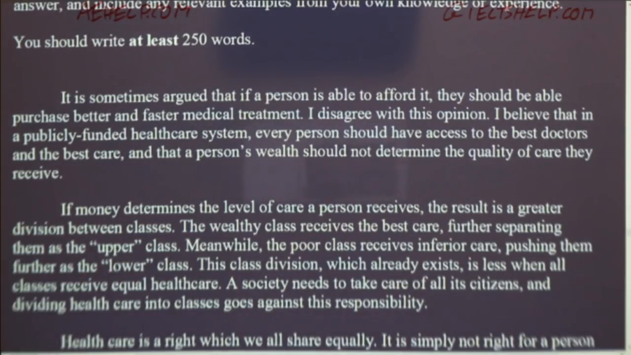The wealthy class receives the best care, further separating them as the upper class. Meanwhile, the poor class receives inferior care, pushing them further as the lower class. This class division, which already exists, is less when all classes receive equal health care. Society needs to take care of all its citizens, and dividing healthcare into classes goes against this responsibility. Okay, so a little bit more abstract. Could be better with a specific example for sure, but some good writing.